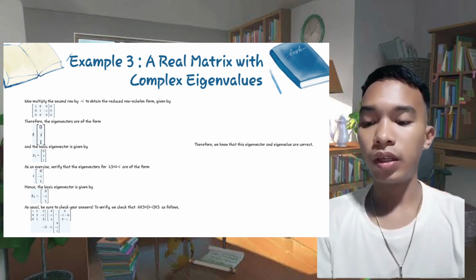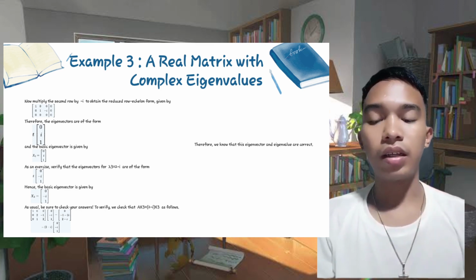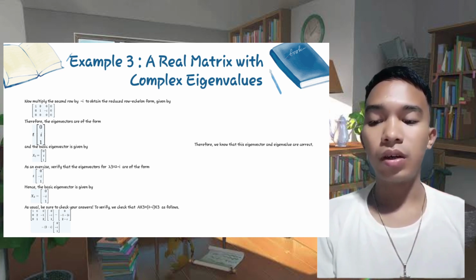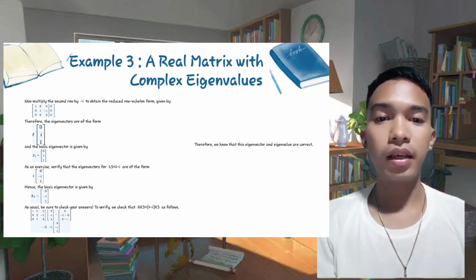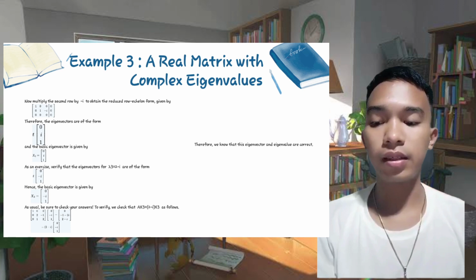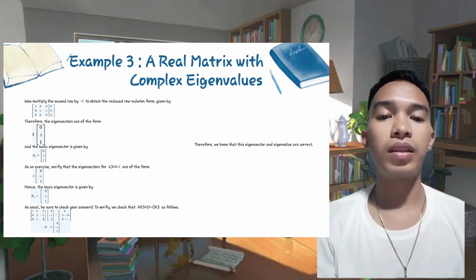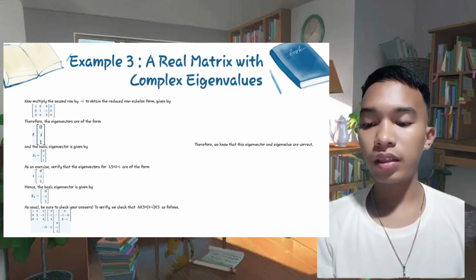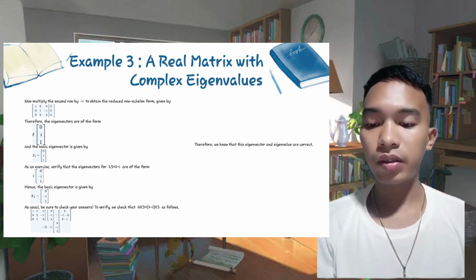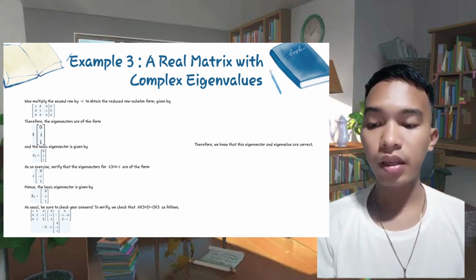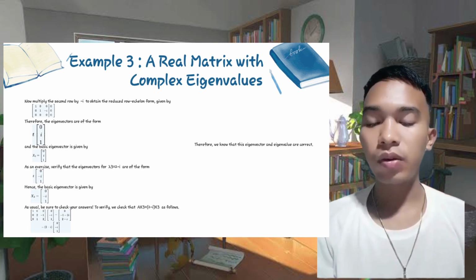t times (0, i, 1). And the basic eigenvector is given by x2 equals (0, i, 1). Hence, the basic eigenvector is given by x3 equals (0, negative i, 1).